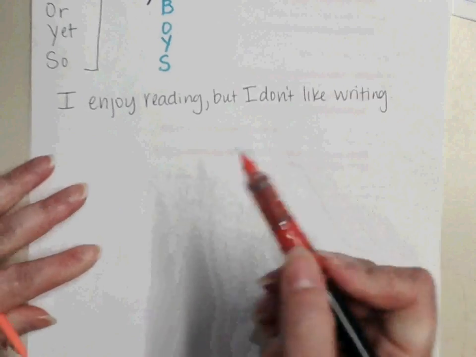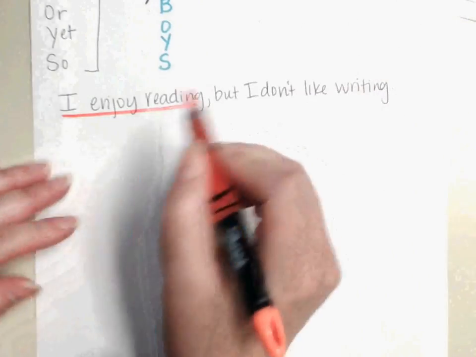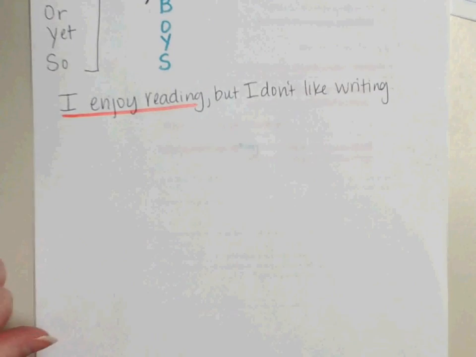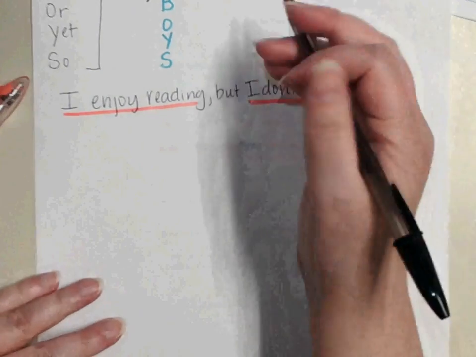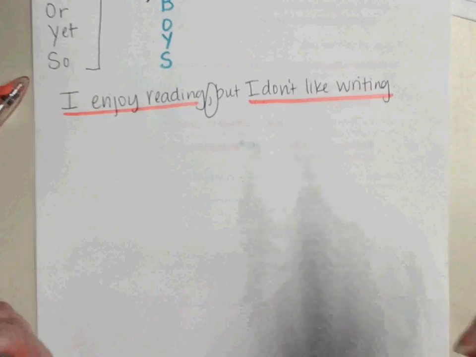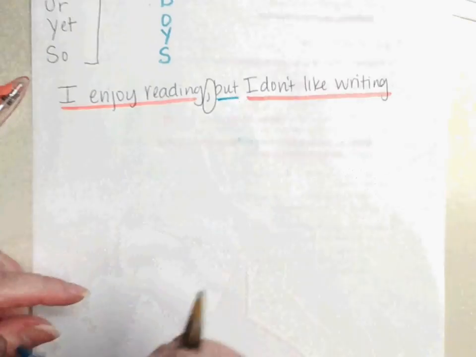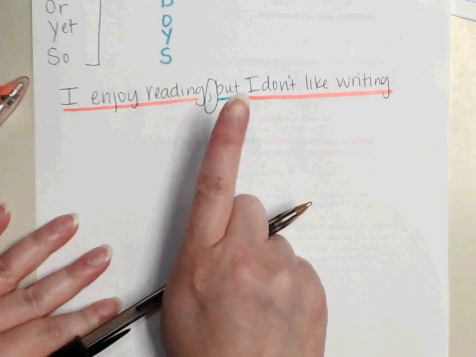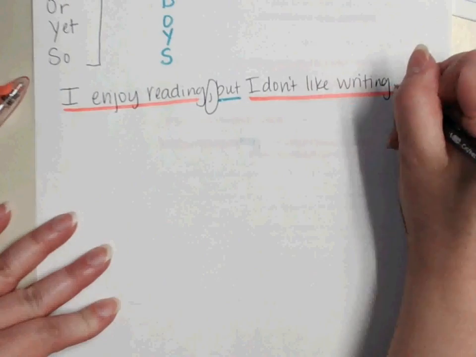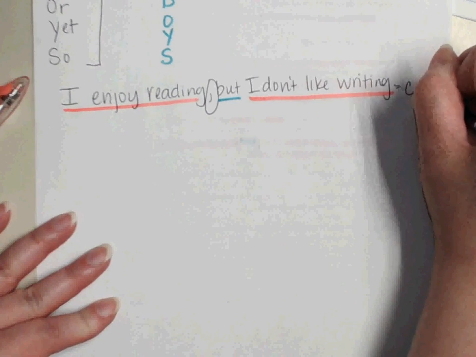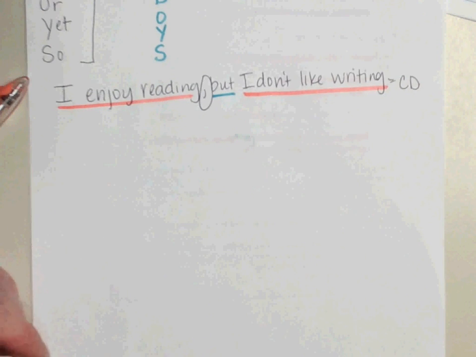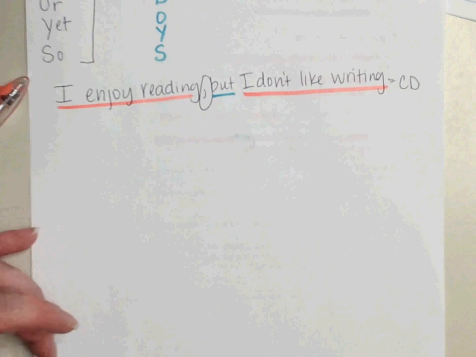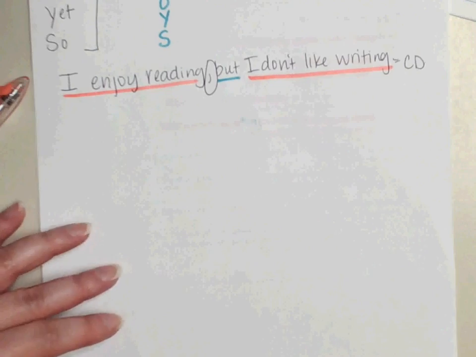Okay, I enjoy reading. Independent or dependent? Independent, because it can stand by itself. What about I don't like writing? Independent, because it can stand by itself. I do have a comma. And what is but? Fanboy. So I've got independent clause, comma, fanboy, independent clause. So we have a compound sentence. Okay, and we're going to abbreviate compound as CD.